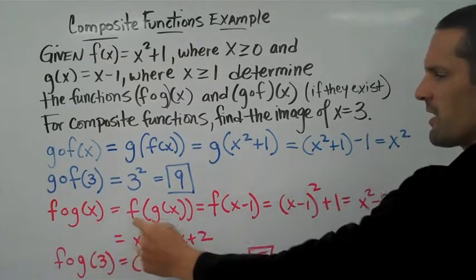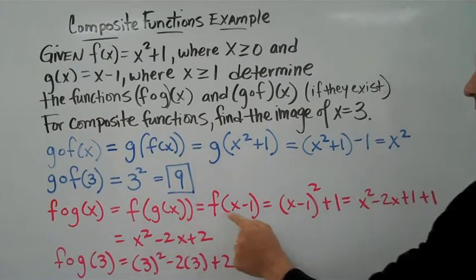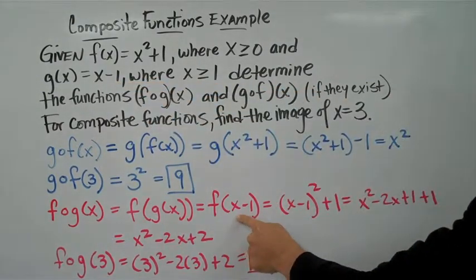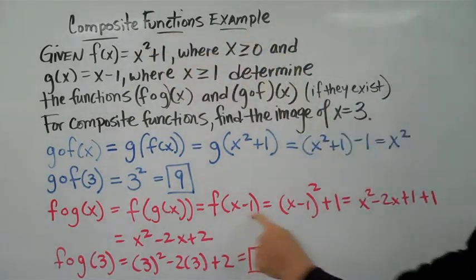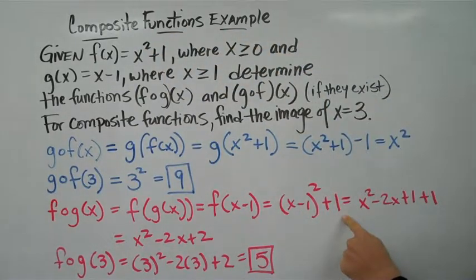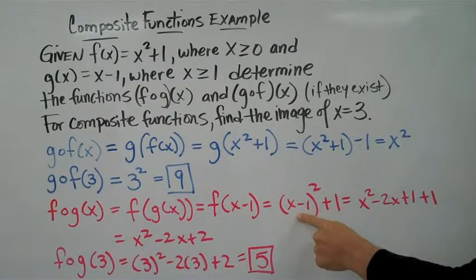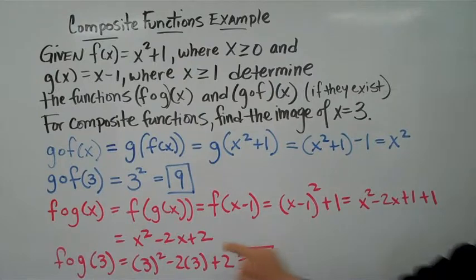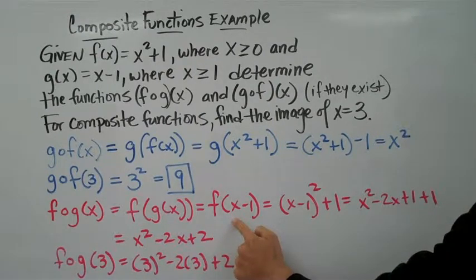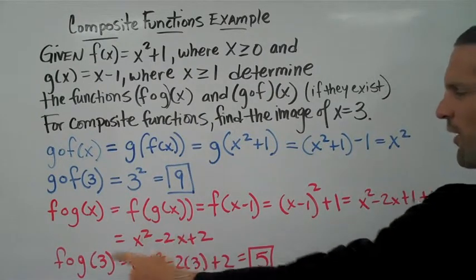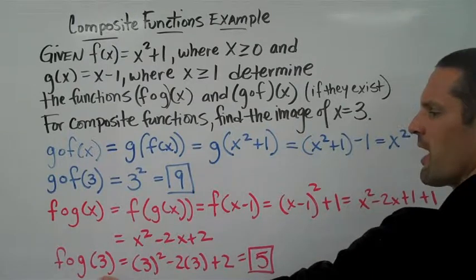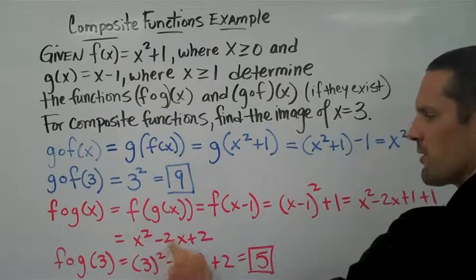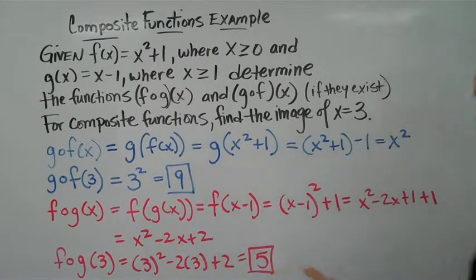f of g of x says f of g of x. Well, what's g of x? g of x is x minus 1, so I substitute there. The f rule says square it and add 1. So I squared my input and I added 1, which gave me, I have to use FOIL, x squared minus 2x plus 1. Plus 1 gives me x squared minus 2x plus 2. Now, there's my answer. If I want to find f of g of 3, I just have to take this composite function and plug 3 in. 3 squared minus 2 times 3 plus 2 gives me 5.